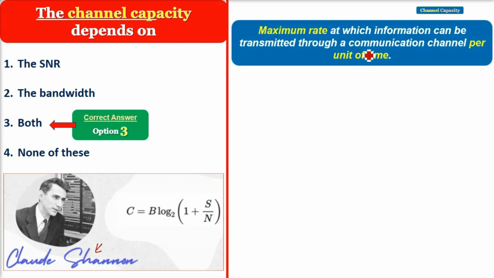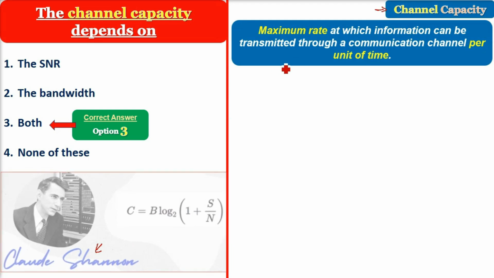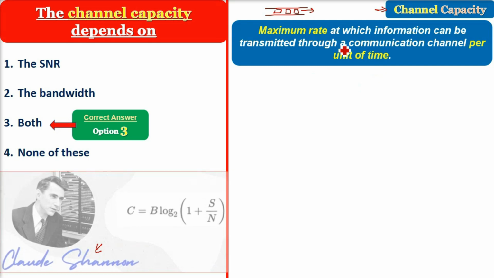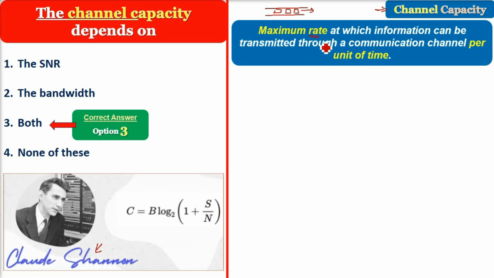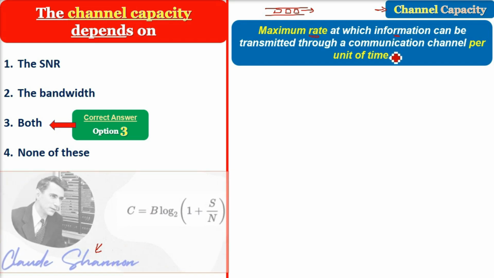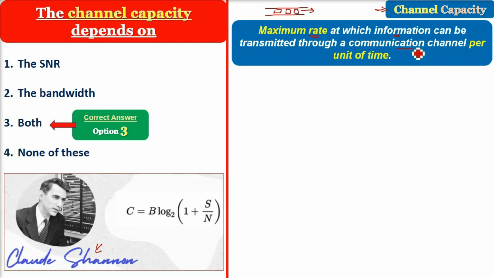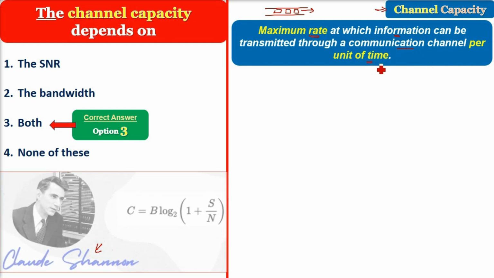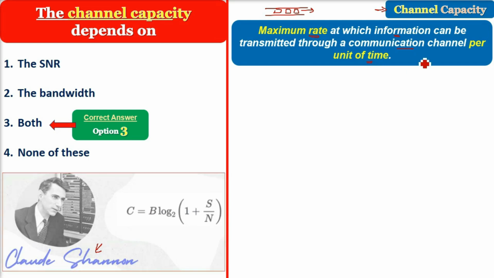So this channel capacity, what exactly is this? Channel capacity is all about understanding, like a road is there. How many cars can run on the road simultaneously? That is the capacity of that road. It can contain how many vehicles? In the same way, the channel capacity is the maximum rate at which information can be transmitted through a communication channel per unit of time, taking into account the signal to noise ratio, SNR, and the channel bandwidth.